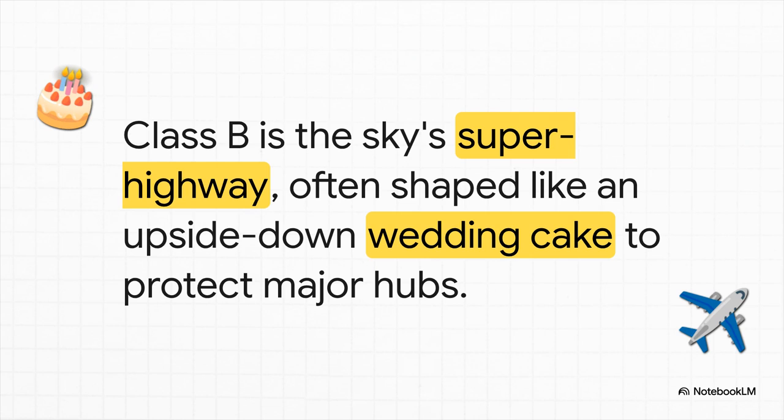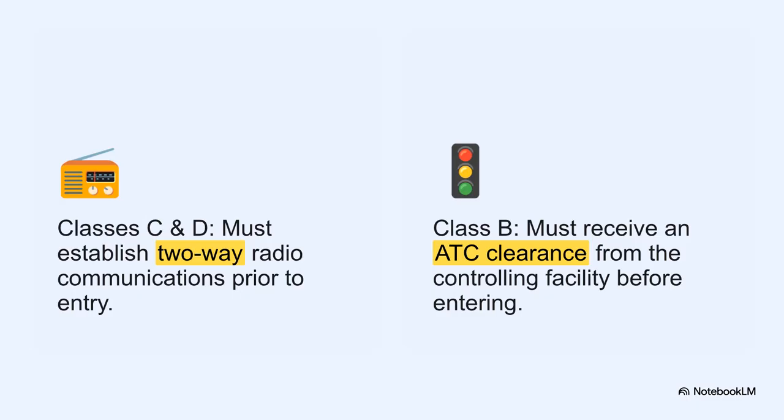This really is the superhighway of the lower sky, and for decades, pilots have had this perfect, if slightly weird, way to describe its shape: an upside-down wedding cake. The layers get wider the higher up you go, which is a brilliant design for funneling all those arrivals and departures safely. And here is the single biggest difference, the one you really need to get.